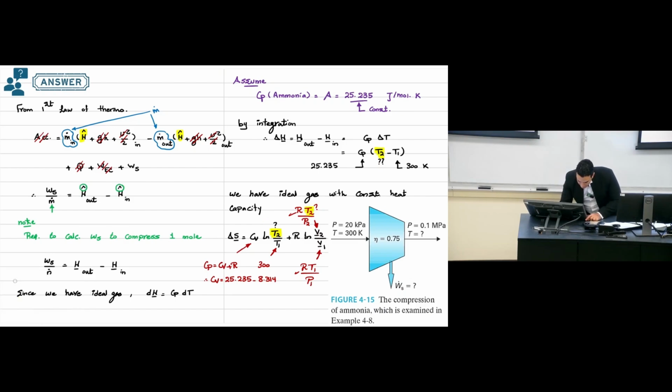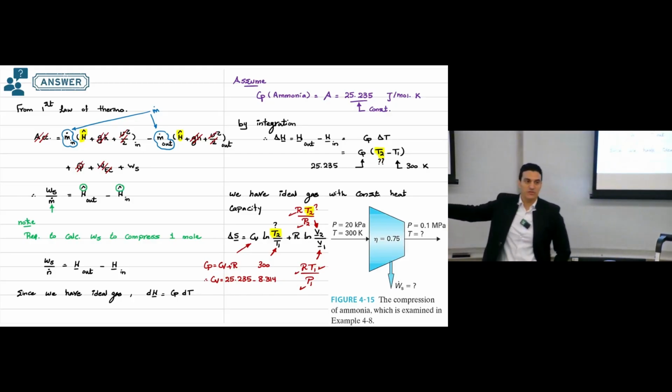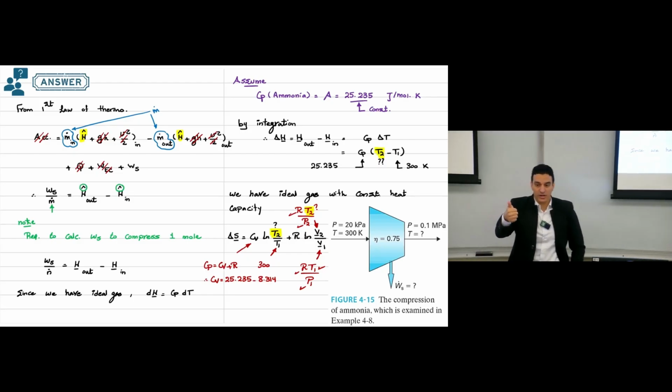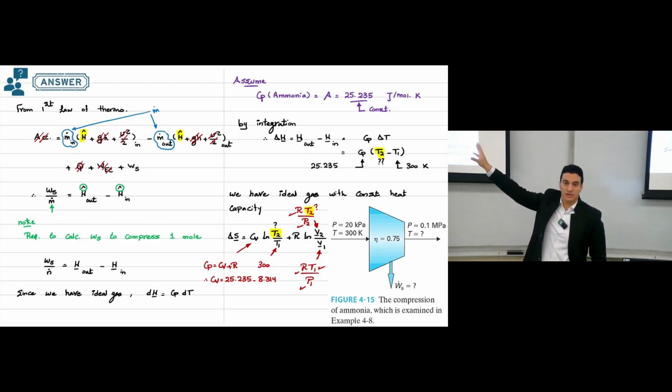The value of the outlet pressure, this one is known. T1 is known, P1 is known. So we have this equation. How many unknowns do we have in this equation so far? 2. The value of the outlet temperature, which if we can find this value, then we can substitute in the enthalpy equation, calculate enthalpy, then calculate work. And this is what we need to find.